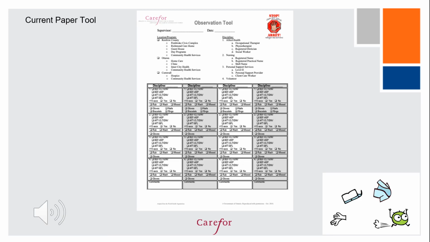Here's an example of the current paper tool used for auditing purposes at Care4. When speaking with one of the managers from one of Care4's residential spaces, we discovered that when these tools are being used to audit workers, they are being kept for a short time and then thrown away. They aren't being used to draft reports that Care4 can use to analyze current hand hygiene practices, and there isn't a clear expectation on how often auditing should be done.